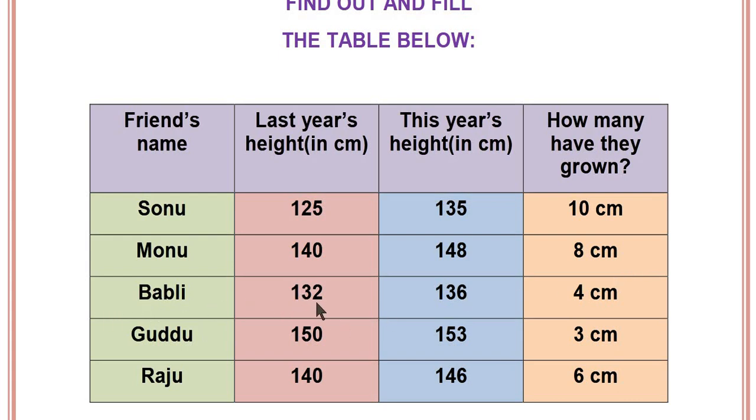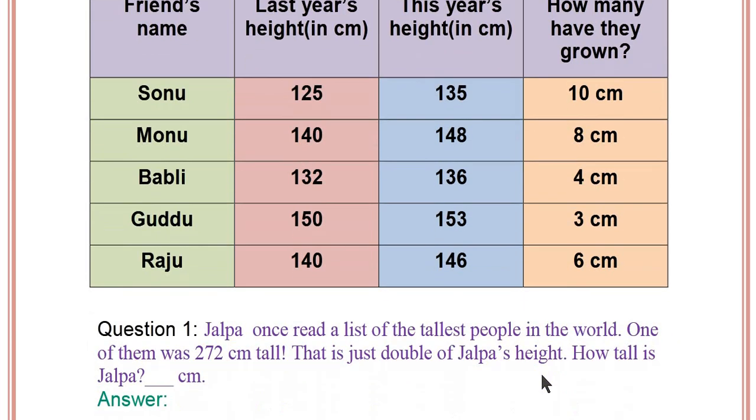Bubbly 132 centimeter last year, this year 136 centimeter, and so 136 minus 132 is equal to 4 centimeter grown. Guddu 150 centimeter last year, 153 this year. 153 minus 150 centimeter is equal to 3 centimeter grown. Raju 140 centimeter last year, this year 146 centimeter. 146 centimeter minus 140 centimeter is equal to 6 centimeter grown.